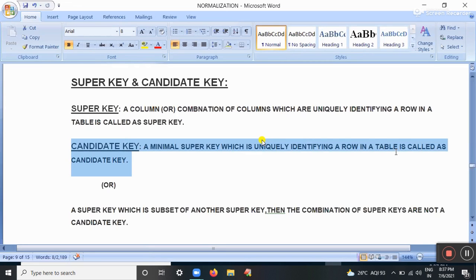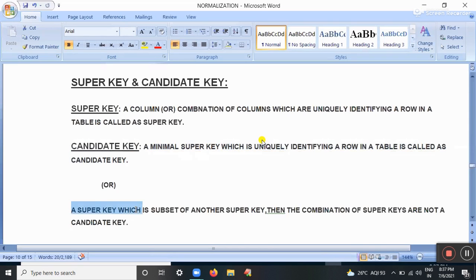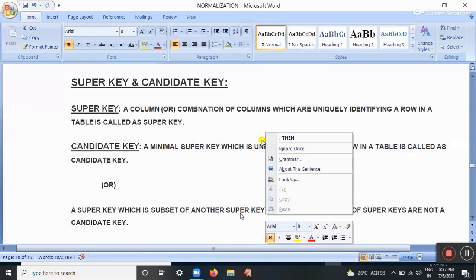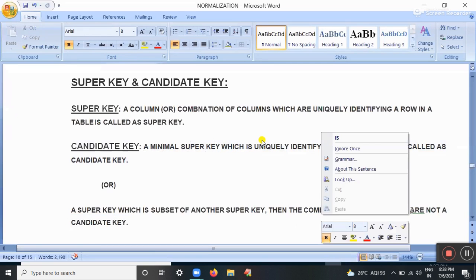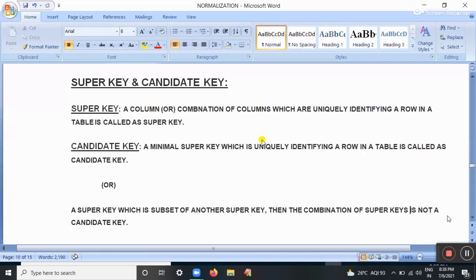Or else, a super key which is a subset of another super key is called a candidate key. But the combination of super keys is not a candidate key. Guys, understanding my point? A minimal super key which is uniquely identifying a row is a candidate key; a super key which is a subset of another super key is called a candidate key. But the combination of super keys is not a candidate key.